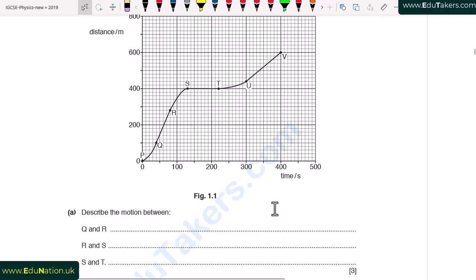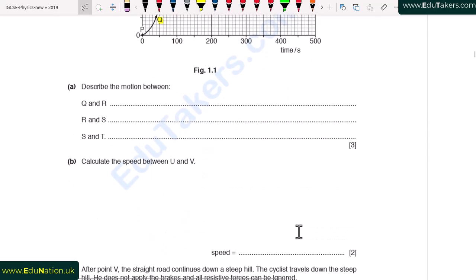So first of all we find the points Q and R on the graph. Q is this point while R is this point. We have to describe the motion between these 2 points. On the distance time graph it is a straight line. It means that when the body covers distance, its time also increases. Both of these are directly proportional to each other. So we can say that as time passes, the body covers equal distance. So here the body is moving with constant speed. So I write here: between Q and R, it is moving with constant speed.